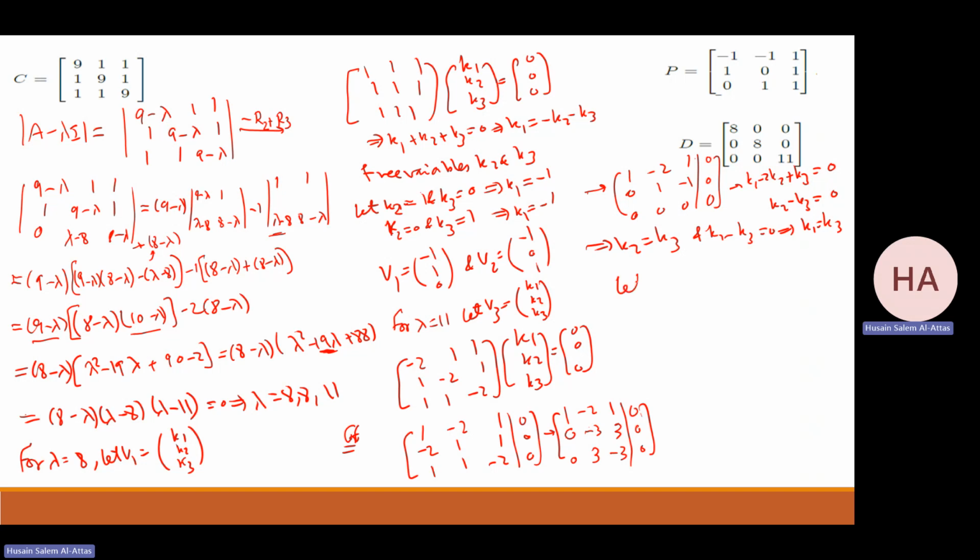So k3 is my free variable, let k3 equal 1. So k1 and k2 will be equal to 1. So it is my V3, 1, 1, 1. So how many eigenvectors do I have? I have 3. So A is diagonalizable.